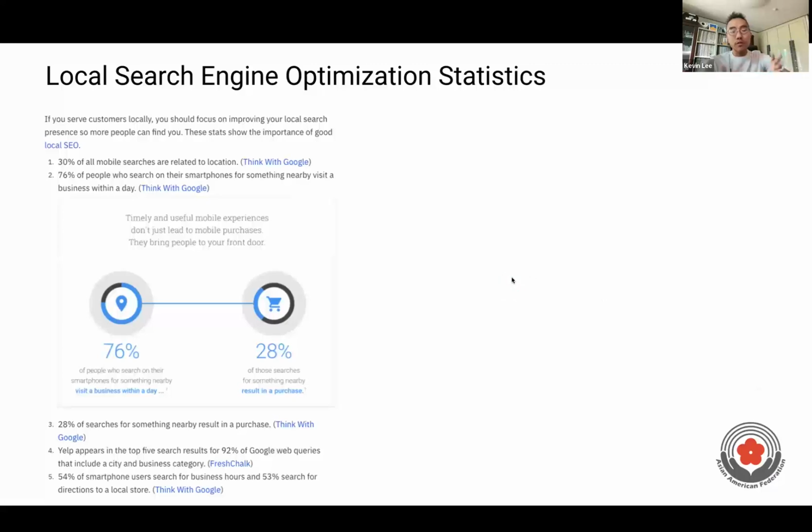Okay, so if you use things like Google Maps, for example, as you're starting out, you might also be wondering why it is so important. Well, let's hone in a little more on local SEO statistics. First of all, 30% of all mobile searches are related to locations. Number two, 76% of people who search on their smartphone for something nearby visit a business within a day, right? So they look it up and they go within a day. That's why it's super important that the business we want to help shows up on Google Maps when people search for something. Number three, 28% of searches for something nearby result in a purchase. And 54% of smartphone users search for business hours, and more than half search for directions to a local store.